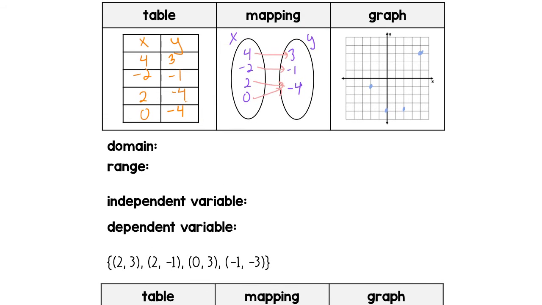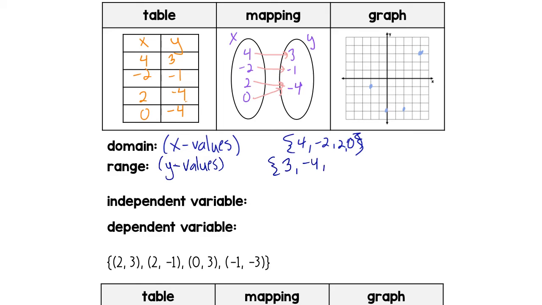The domain of these points are all of the X values listed. So fancy brackets, and then we list all the X values, 4, -2, 2, and 0. You can essentially take them straight out of the mapping from the left. Range are the possible Y values. Fancy brackets. Look at the mapping on the right. 3, -1, -4. For the domain and range, we do not repeat. So there's two -4s in our table. We don't repeat them in the map. We don't repeat them in the range.